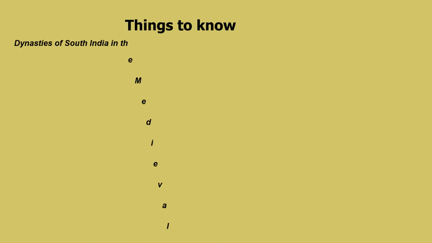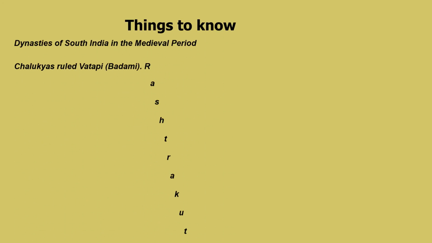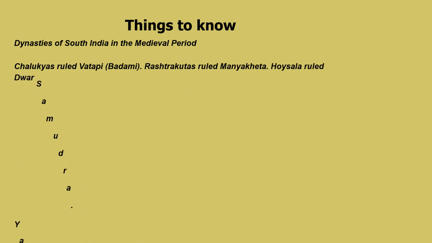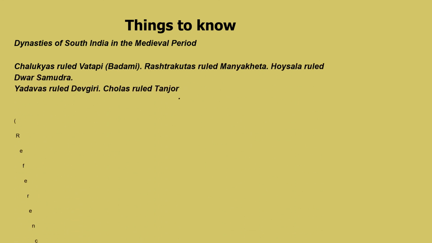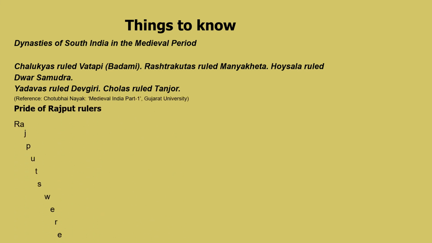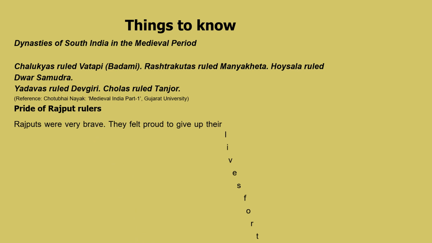Things to know: dynasties of South India in the medieval period. Chalukyas ruled Vatapi, Badami; Rashtrakutas ruled Manyakheta; Hoysalas ruled Dwarasamudra; Yadavas ruled Devagiri; Cholas ruled Tanjavur.